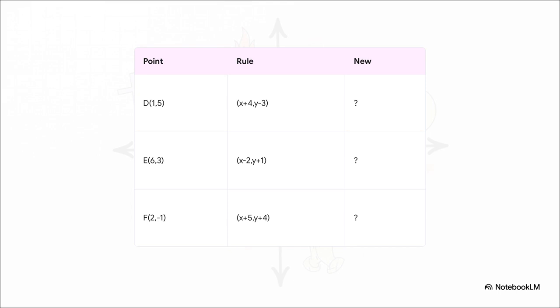And lastly, for point F, you've really got to pay close attention to that negative number. The starting y is -1. When you apply y plus 4 to a -1, remember those integer rules. Just take a quick second to map out exactly where these points are going to land.